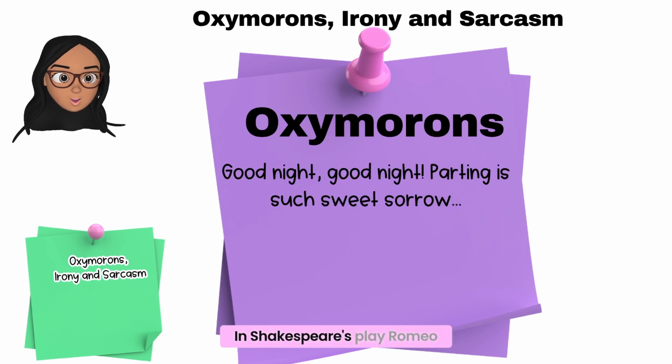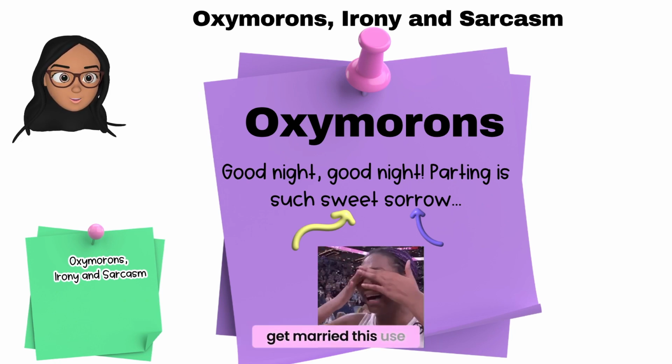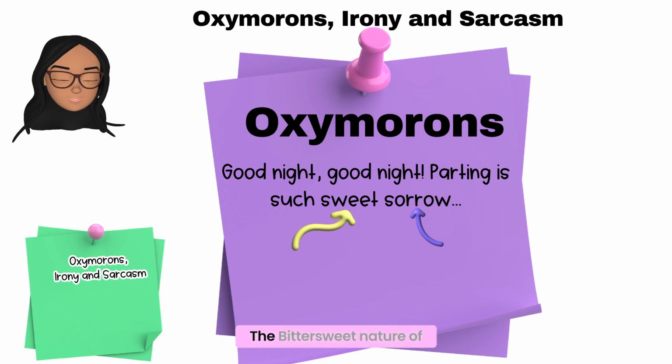In Shakespeare's play, Romeo and Juliet, the character Juliet says, "Good night, parting is such sweet sorrow." Now, sweet and sorrow are two words that don't typically go together. Juliet means that she is both sad that Romeo has to leave and happy because they are planning to get married. This use of oxymoron highlights the bittersweet nature of their parting.